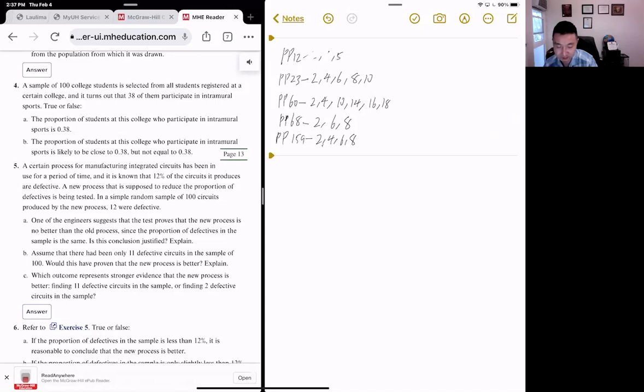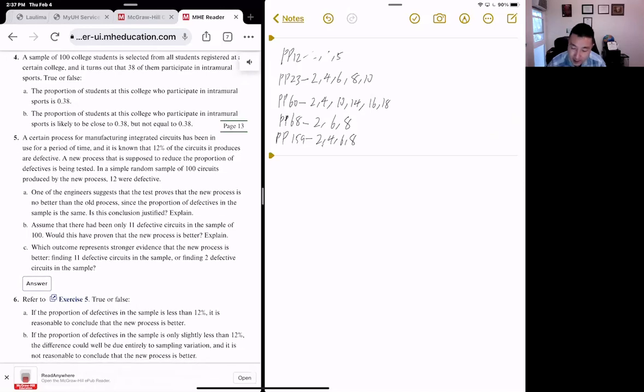So look at part 1. One of the engineers suggests that the test proved that the new process is no better than the old process because we still get 12 over 100. Is this conclusion justified? Explain.